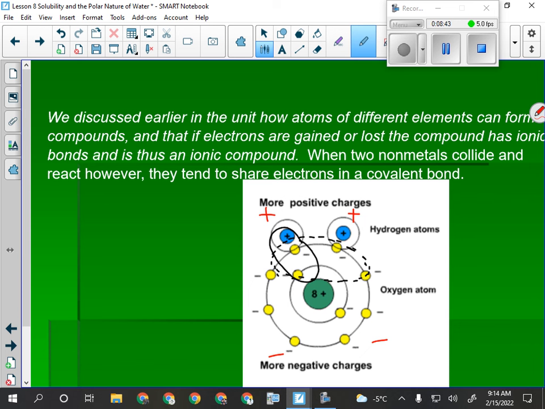It doesn't mean that the molecule itself is charged. It's not. All the electrons are still accounted for. There's as many electrons as there are protons. It's just where they are leads to a positive part and a negative part.